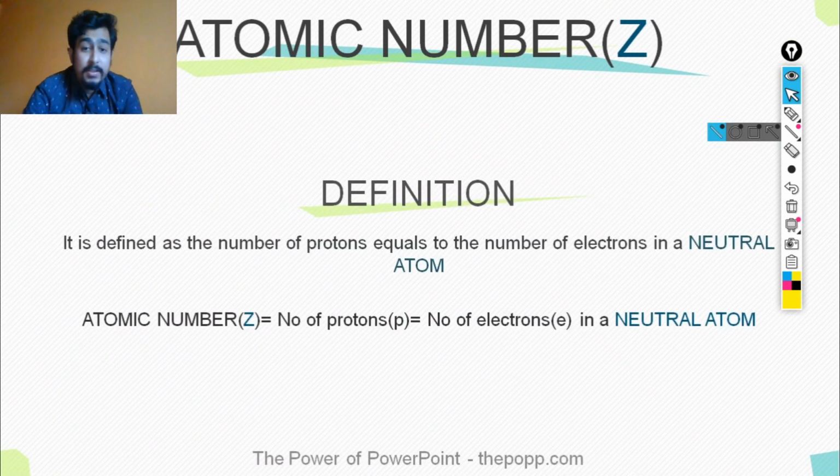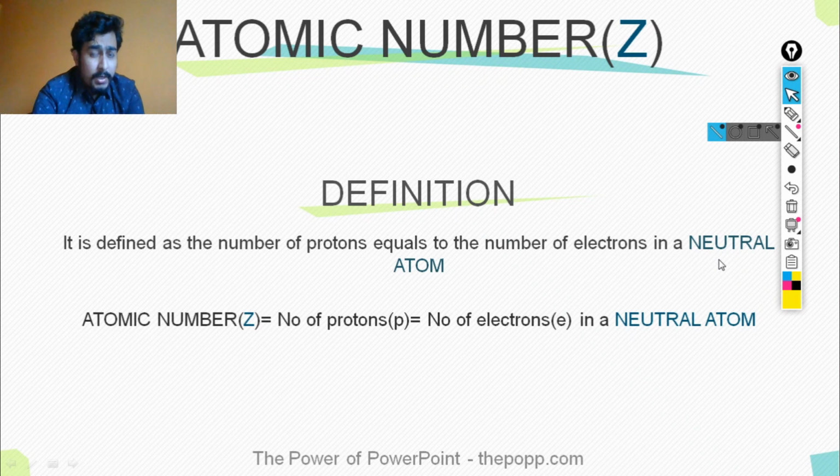As you can see, we will start our class with the definition of something very important, which is known as atomic number. It is defined as the number of protons equal to the number of electrons in a neutral atom. This is very important because the number of protons and number of electrons will only be equal if the atom is neutral. We'll get to know about the details of what is meant by a neutral atom and what is meant by an ion. So let's focus right into it.